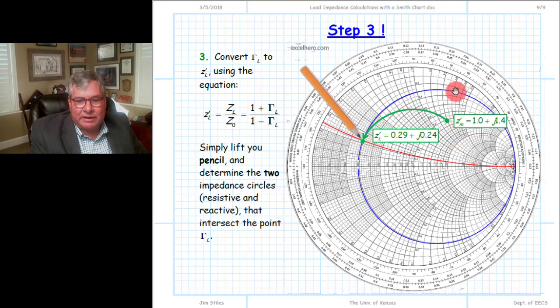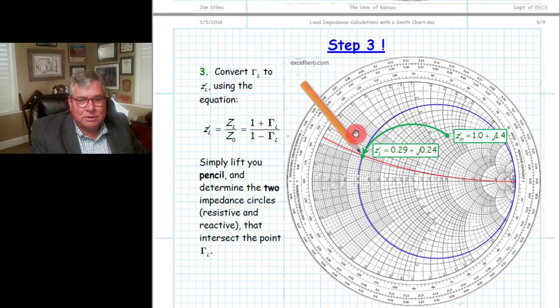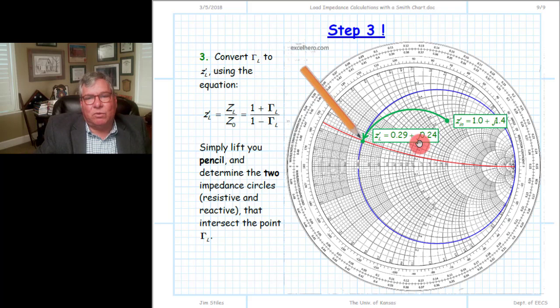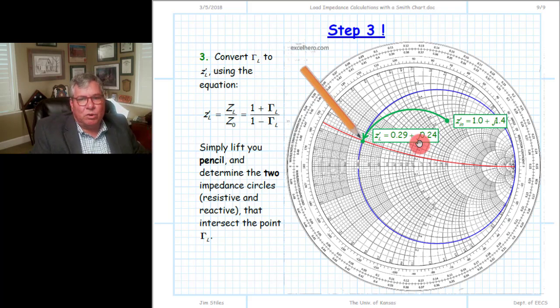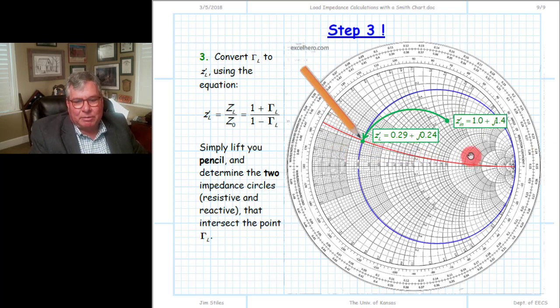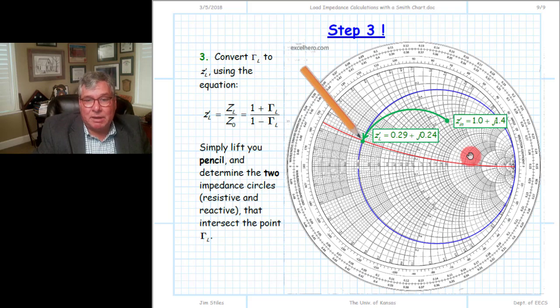If we look closely, we see this blue circle, which is the contour of constant resistance of 0.29 intersects that point. And likewise, this contour of constant reactance intersects that point. And if we look up here and look at our scale and carefully evaluate it, we find that that contour is for a reactance of plus 2.4 because it is in the inductive region of the complex gamma plane. The upper half, the value is positive.